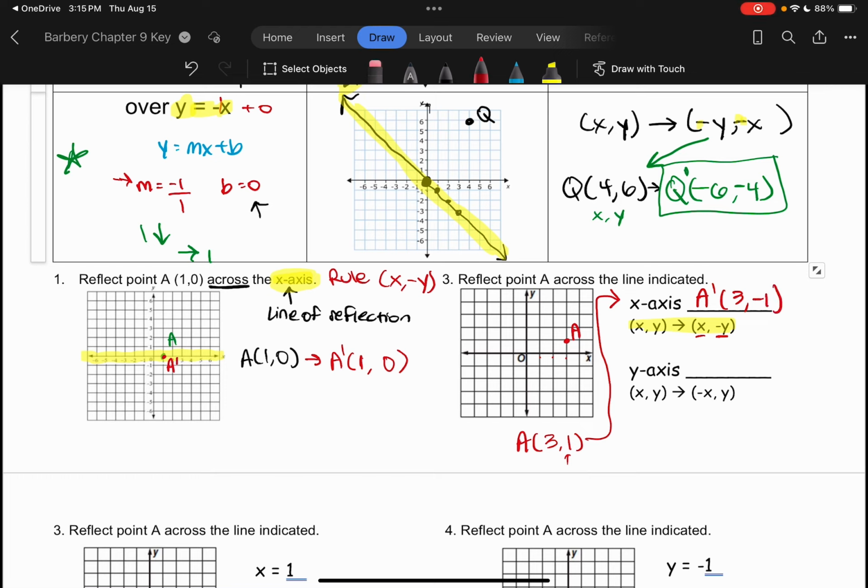Similarly here, now if I do reflecting it over the y-axis, now here's our rule down below in blue. We're going to follow that rule. So that rule for reflecting over the y-axis, A prime is now going to have us with the x changes signs. So instead of +3, -3. And the y stays the same, so it stays as 1. So if you use the rules, it actually makes doing these reflections a lot easier.